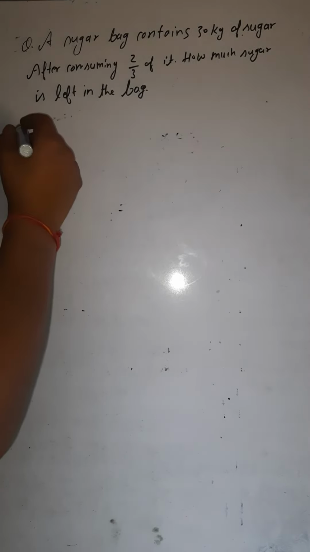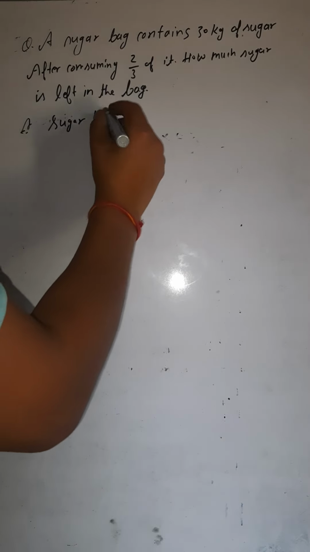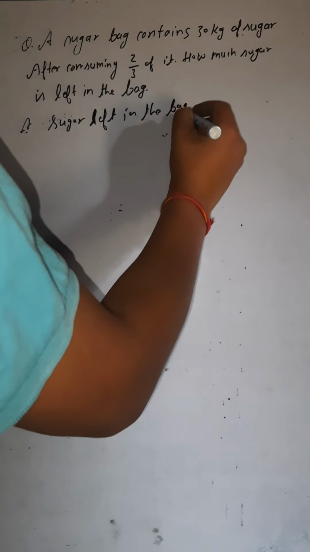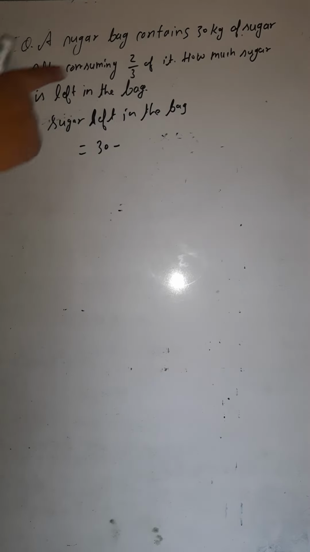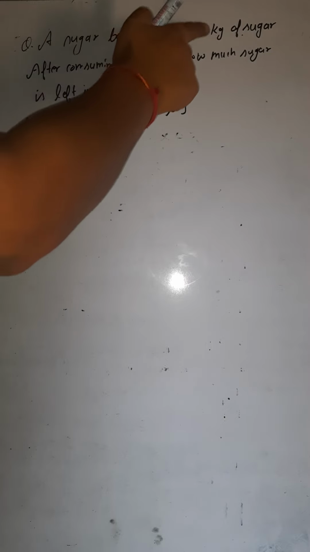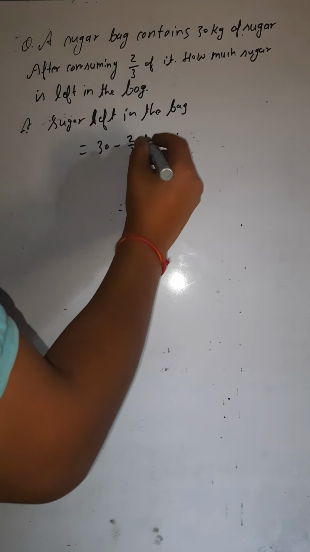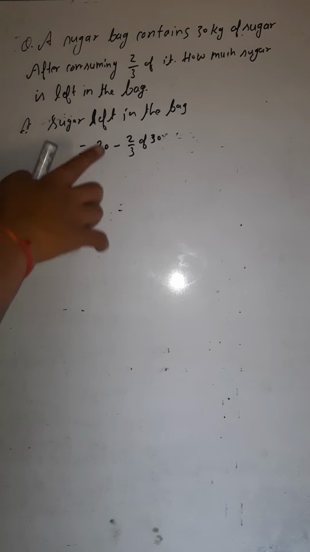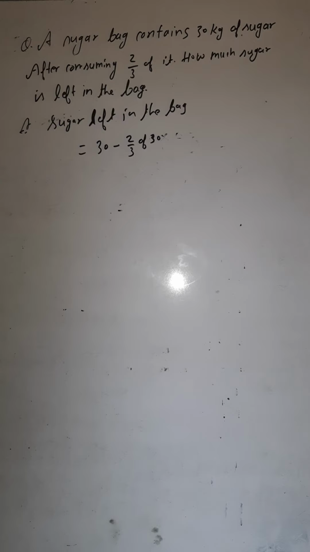Okay, so answer, just write here, sugar left in the bag, total was 30 kg. Now minus, you have consumed how much? You have consumed 2 by 3 of it. Of it means of 30. Yes, so you have consumed 2 by 3 of total, means 30. 30 kg was sugar there total. Now you have consumed 2 by 3 of 30 kg. That is what it is saying.